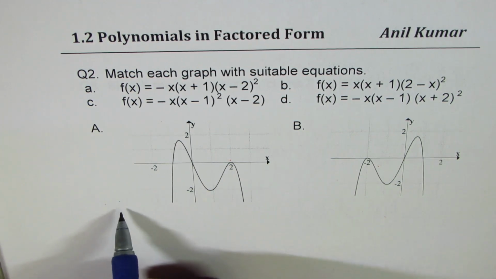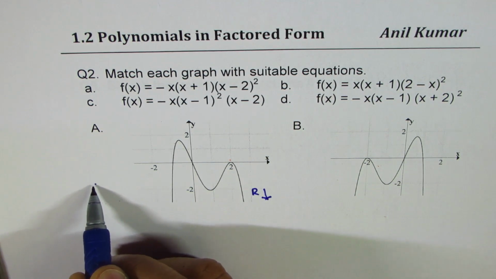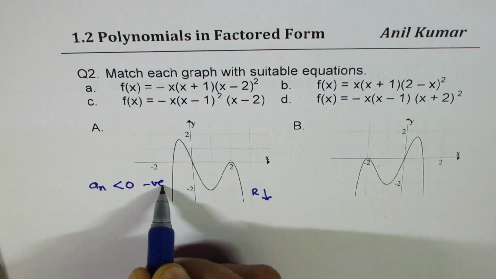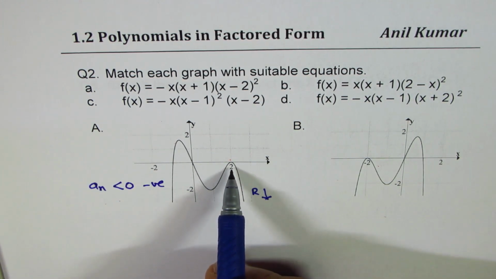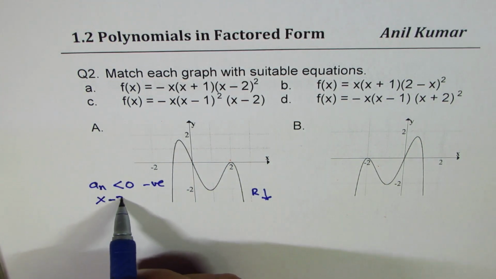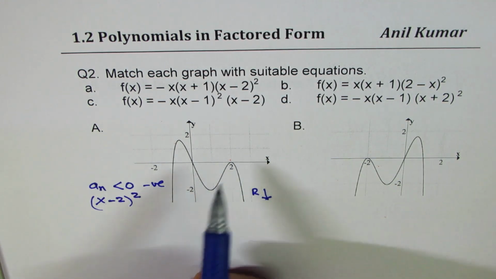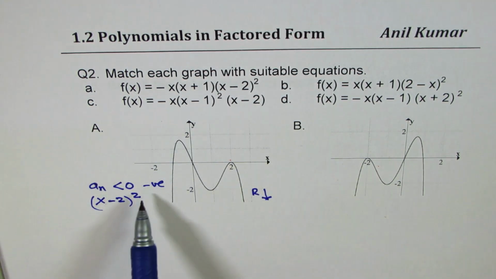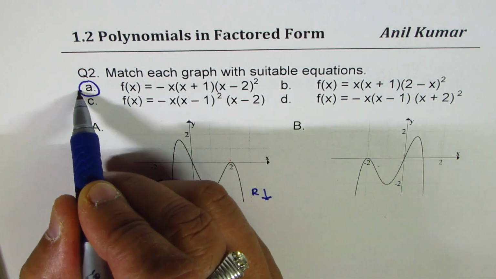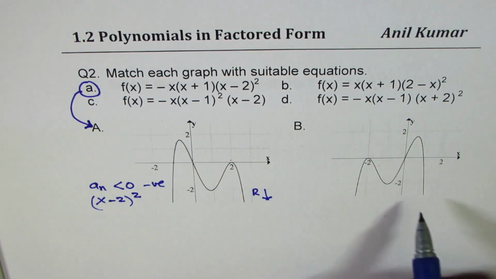We have right down, so right side is down. That means leading coefficient negative, right? So we say a_n is less than 0, or negative. And we have a double zero at 2. That means we have a factor which should be (x minus 2) whole square. Perfect? So negative times (x minus 2) whole square. That means this graph matches with capital A. Perfect? Right.